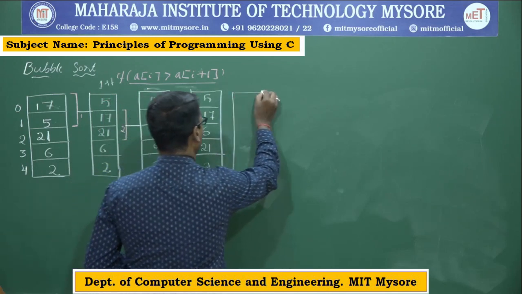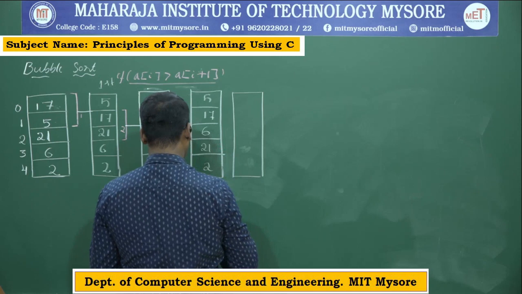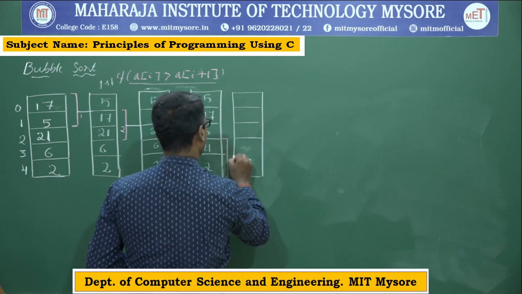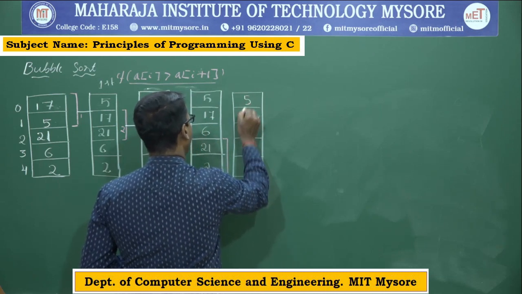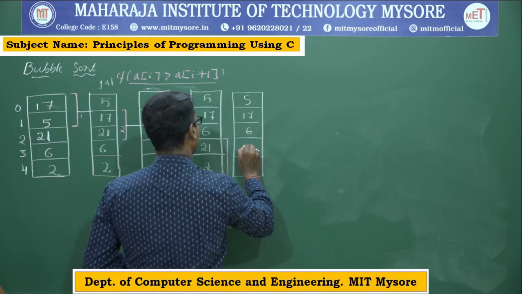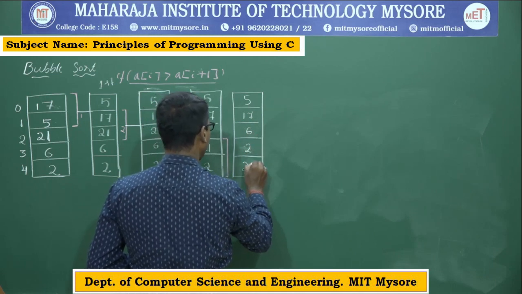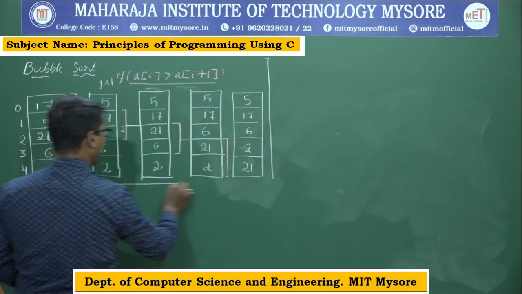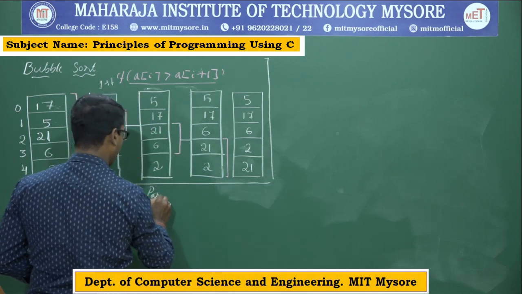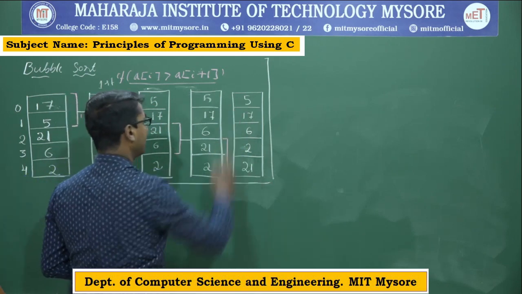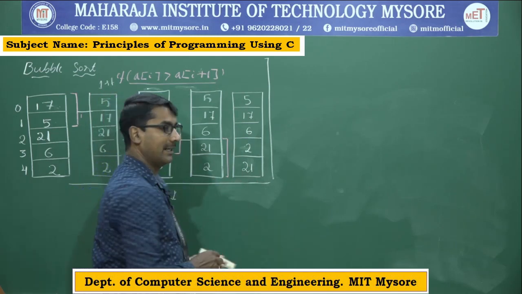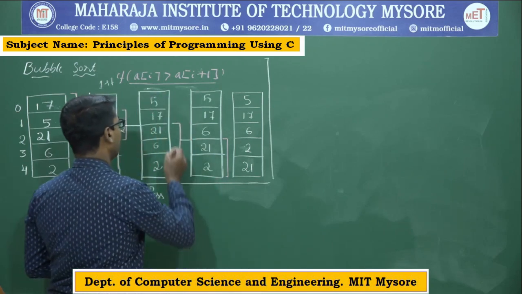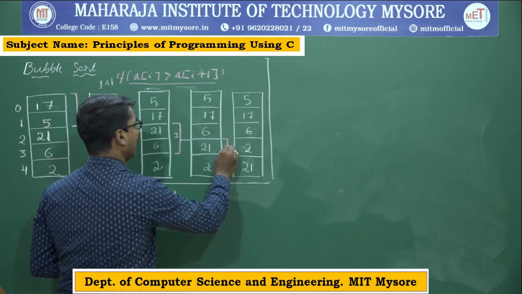Similarly, in the next iteration, 21 and 2 will be compared, so this becomes 5, 17, 6, 2 and then 21. This is the first pass, pass 1. In the first pass, the first largest element is moved to the end of the array. Now this array is not in sorted order, so we need iteration 3, iteration 4.